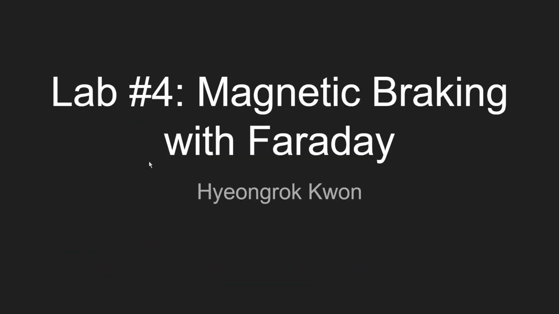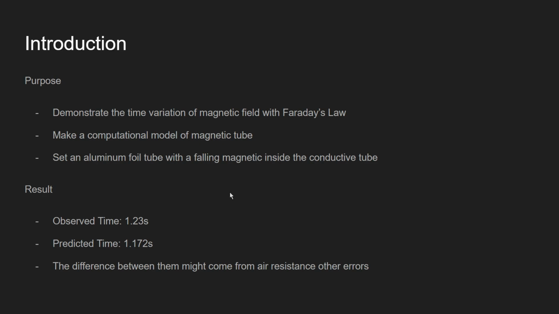I'm going to introduce the lab for magnetic braking with Faraday. The purposes of the lab are demonstrating the time variation of magnetic field with Faraday's laws, making the computational model of the tube, and setting the aluminum foil tube with the falling magnet inside the aluminum tube. And here is my observational and predictional time result, and you can see the little gap of 2 times, and I think the differences come from the error resistance and other errors.